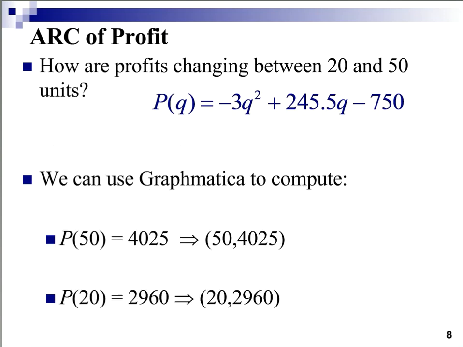In this particular example, I chose to use software to do the computations for me. So I found that P of 20 was 2,960 and P of 50 was 4,025. So that gives us 2 points on the graph, (20, 2,960) and (50, 4,025). Of course, once I have 2 points, I can find the slope of the line that goes between them. So that's the next thing, is to actually do that. Now on the next slide I'll show you a couple of videos on how to do these calculations with software, and then we'll come back to the actual slope calculations.